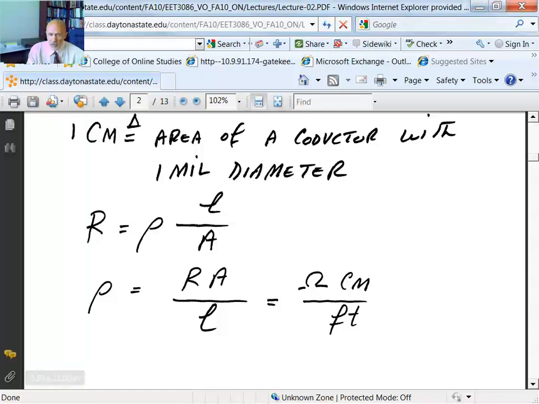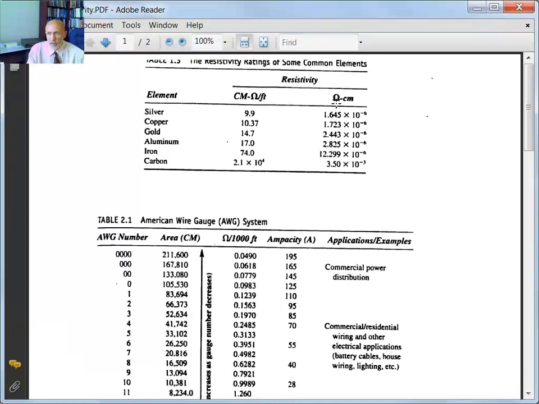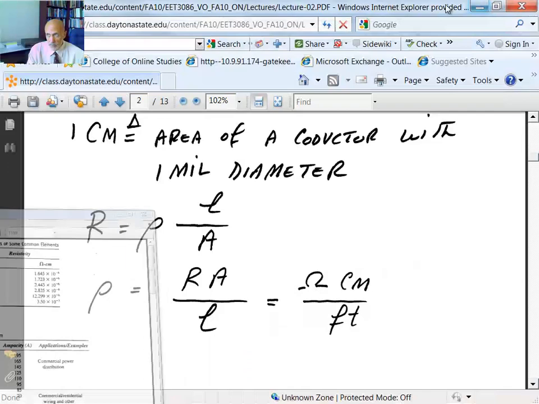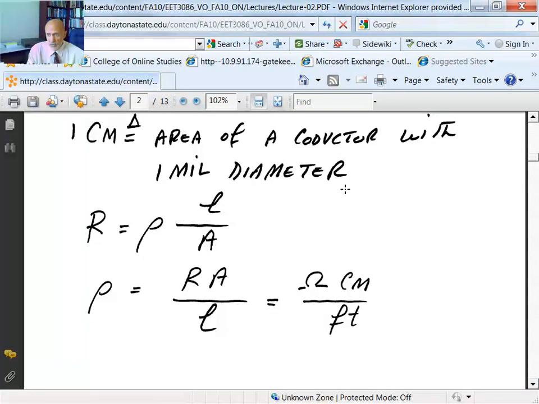Some textbooks use centimeters as opposed to foot circular mils. Then the coefficient, of course, would be different. But in this book, to be consistent with the book, we're going to use circular mil.